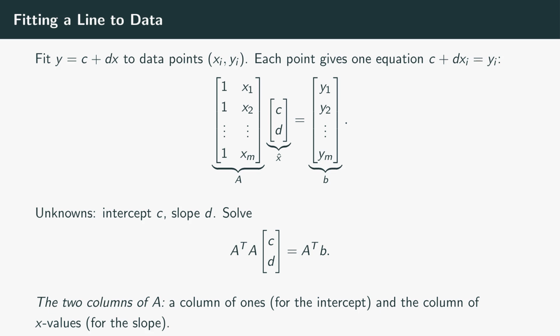The matrix A has two columns, a column of all ones, which multiplies the intercept c, and a column of the x values, which multiplies the slope d. The unknown vector holds c and d. The right-hand side b is the column of y values. With 10 points, that's 10 equations and 2 unknowns. Overdetermined, no exact solution because real points never line up perfectly. So we don't solve Ax equals b. We solve the normal equations, A transpose A times the vector (c, d) equals A transpose b, and out come the best fit intercept and slope.